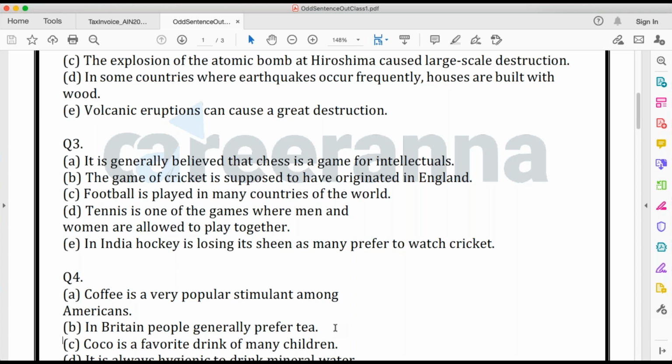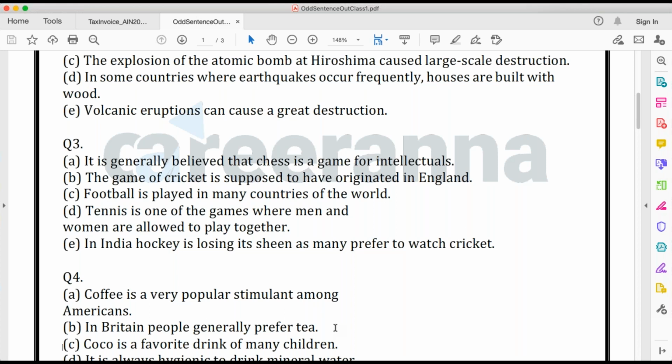All those who marked E would have gone by the structural form of the sentence, where instead of directly talking about the game, I am talking about how the game is losing its sheen in a country like India. But no, I don't go by the structural format. I go by the overall similarity. All the other sentences are talking about the outdoor game. Only one sentence is talking about the indoor game.